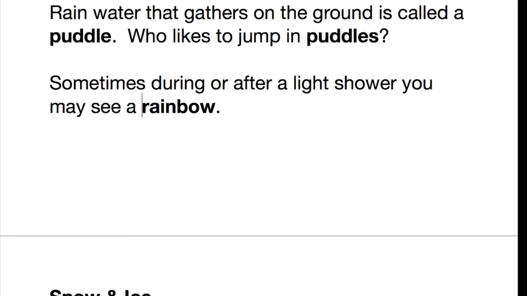Okay, sometimes during or after a light shower, you may see, if you're lucky, a rainbow. And a rainbow is the arc of colours, of refracted light that you see in the sky.